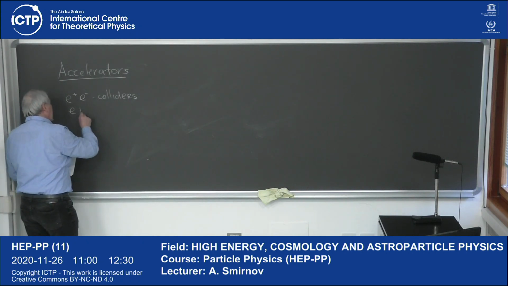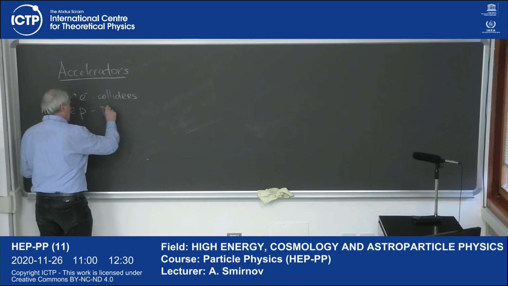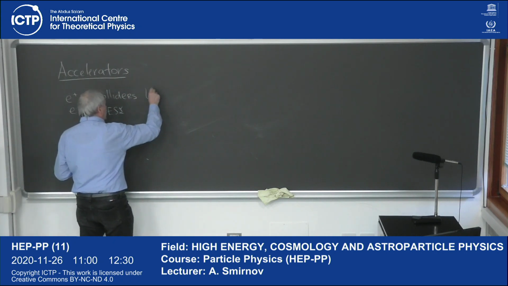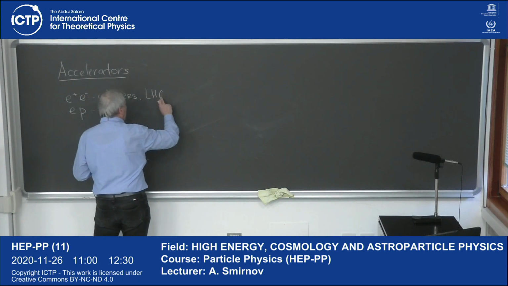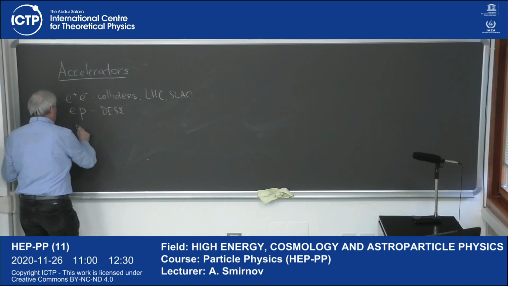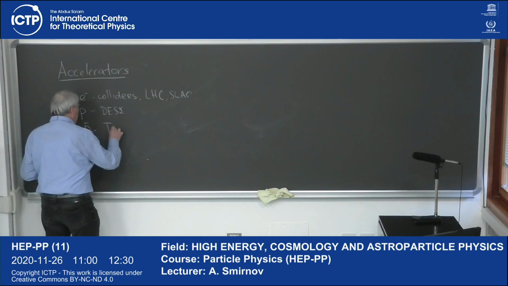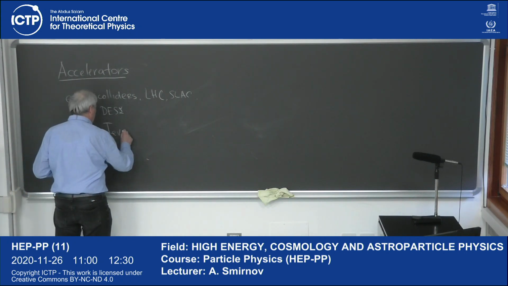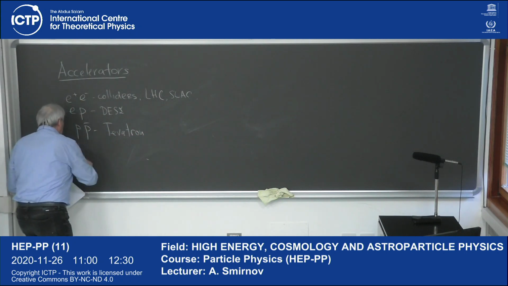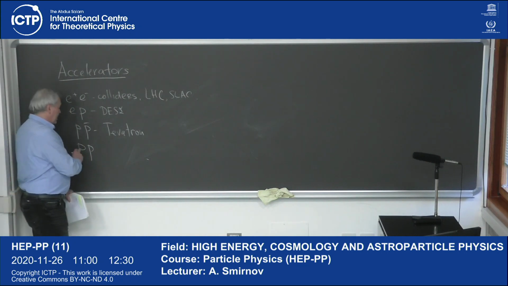Then we have accelerators where we collide electrons and protons. That was in DESY, the German accelerator. Then we have proton, anti-proton colliders, and that was the Tevatron, one of the latest examples, at Fermilab. LHC is a proton-proton collider. Here is proton-antiproton.